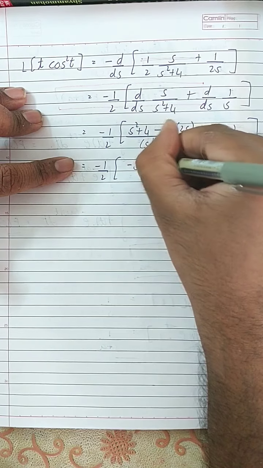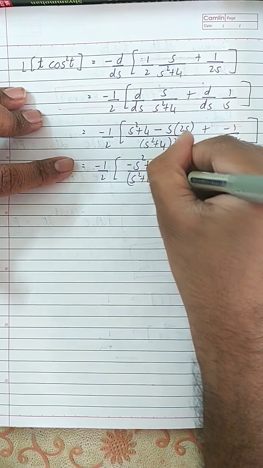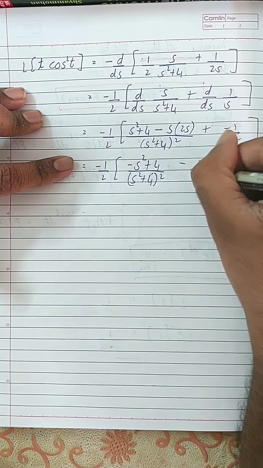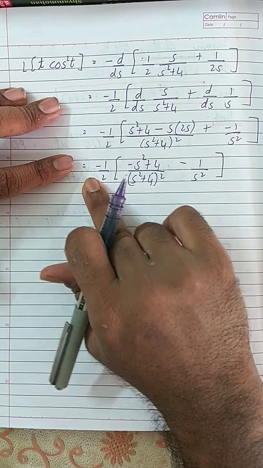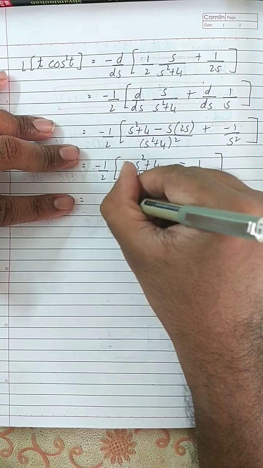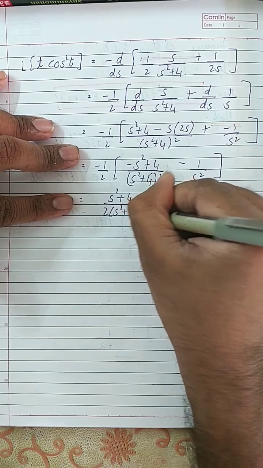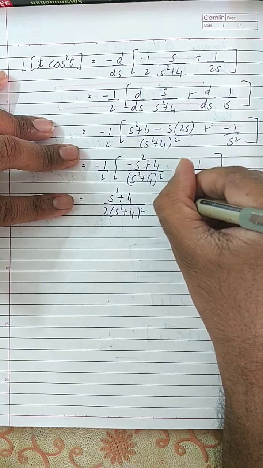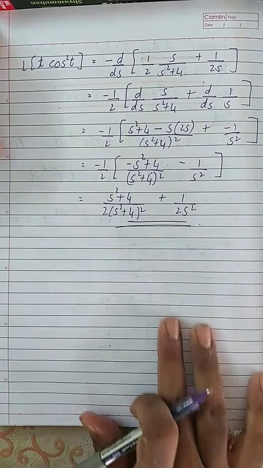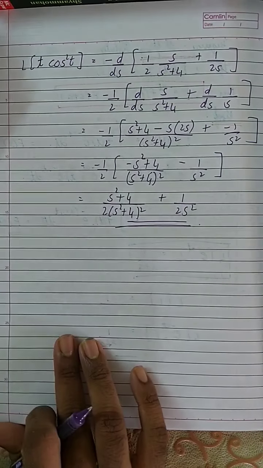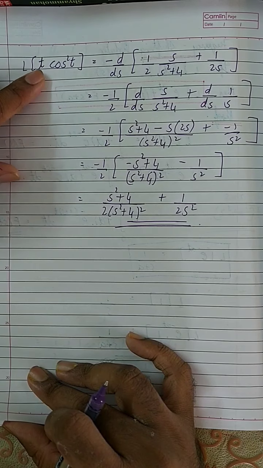So you get minus s square plus 4 by s square plus 4 the whole square, and here you will get minus 1 by s square. Now I can apply this minus 1 by 2 inside the bracket. So I will get the answer as s square plus 4 by 2 into s square plus 4 the whole square plus 1 by 2 s square. See? Now you can find the Laplace transform of this function. So this is how we find the Laplace transform of any function in which it is being multiplied with t.